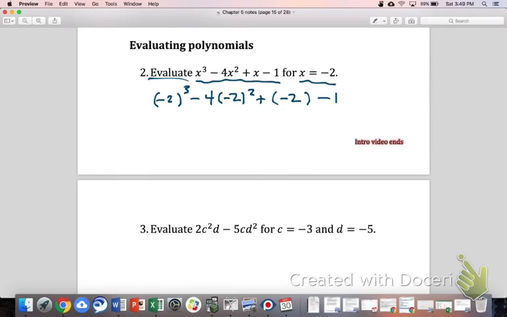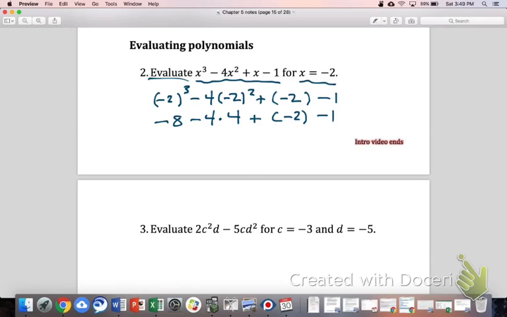Once I've done that plug-in, that's a step you definitely want to show, definitely want to use that to your advantage. Now I'm going to follow order of operations and evaluate this. So I'm going to do exponents first because there's no work to be done in parentheses. So negative 2 in parentheses cubed is negative 8 minus 4 times negative 2 in parentheses squared is positive 4. Still have plus negative 2 there, and then minus 1.